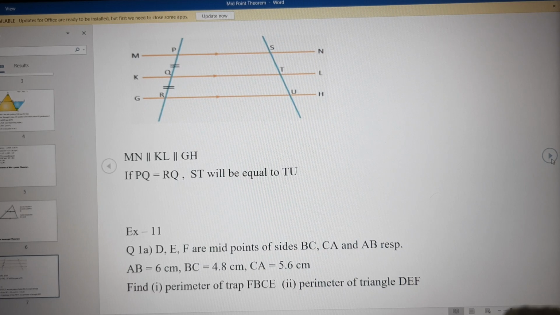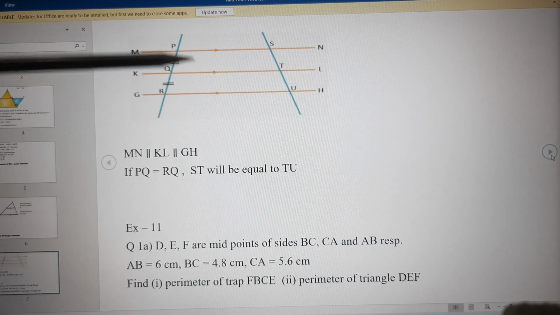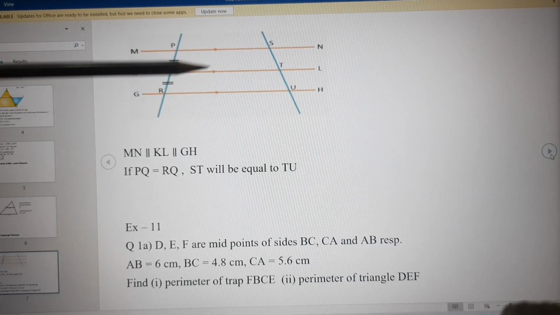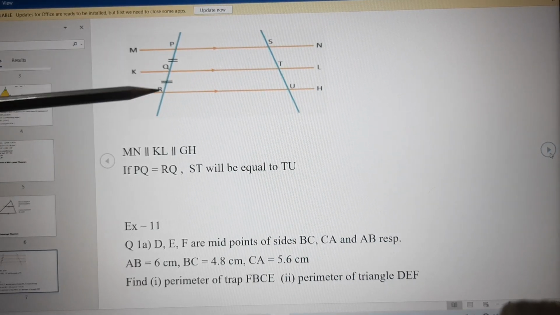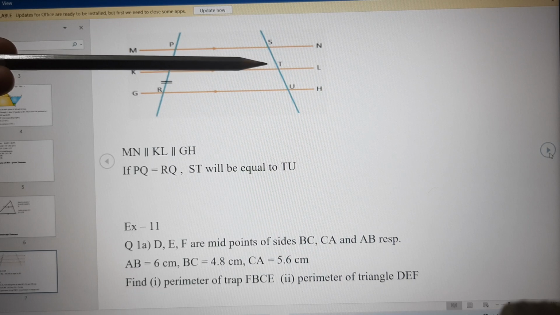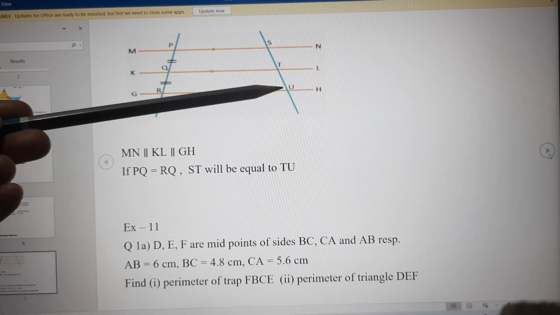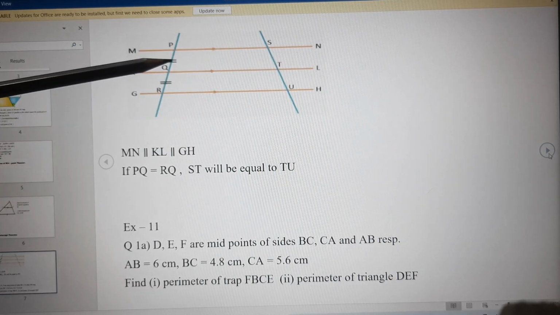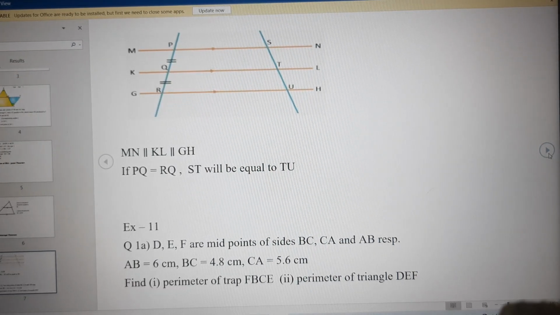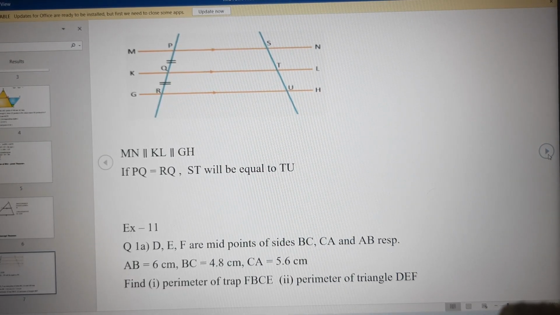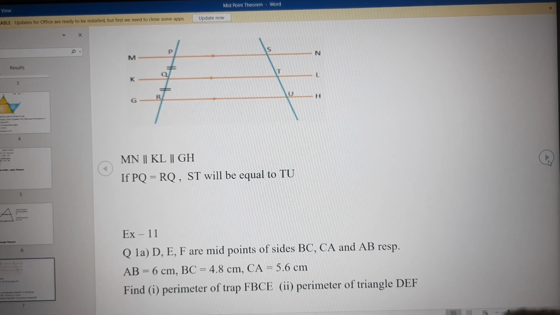It does not mean that PQ is 3 centimeter, so ST will also be 3 centimeter. It is not like that. PQ is equal to QR, then ST will be equal to TU. It means if PQ is 3, RQ is 3, maybe ST is 4 centimeter, TU is 4 centimeter. So they are equal to each other, but it is not necessary that ST and PQ are equal. Are you getting it? So ST will be equal to TU, but it is not necessary that ST is equal to PQ. Clear? Once again, I'll repeat.